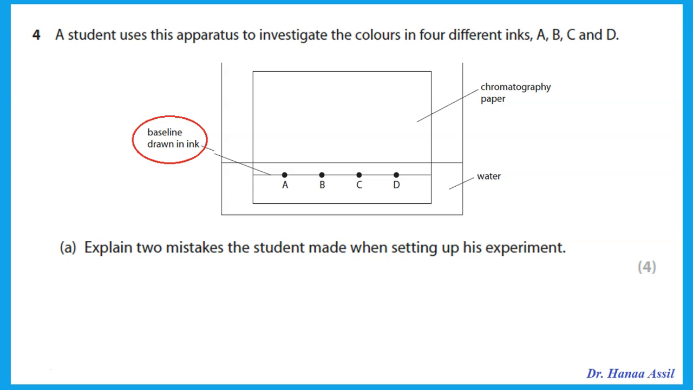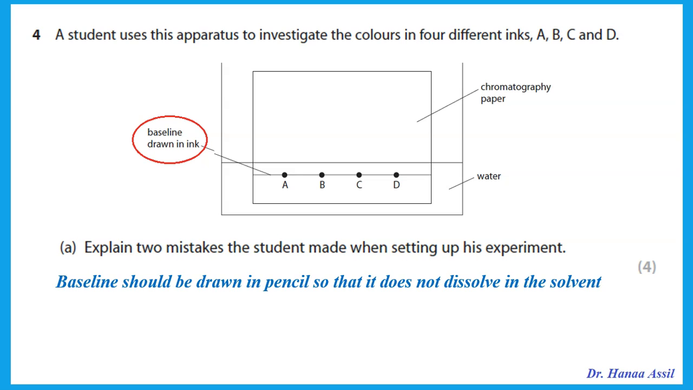Remember the baseline, that's the line we draw near the bottom of the chromatography paper to put the spots on it. And you should know that this baseline should not be drawn in ink. It should be drawn in pencil, because pencil or graphite does not dissolve in the solvent, while ink would dissolve and affect the results. What other problem do we have with this setup?